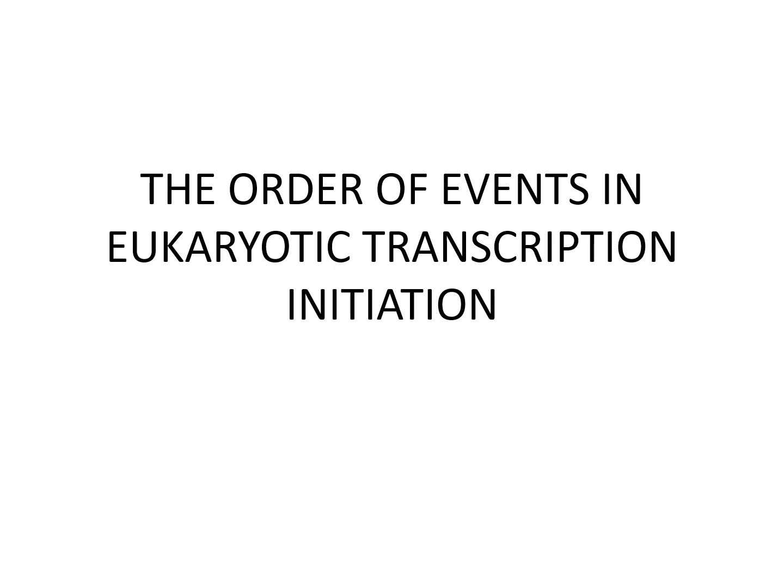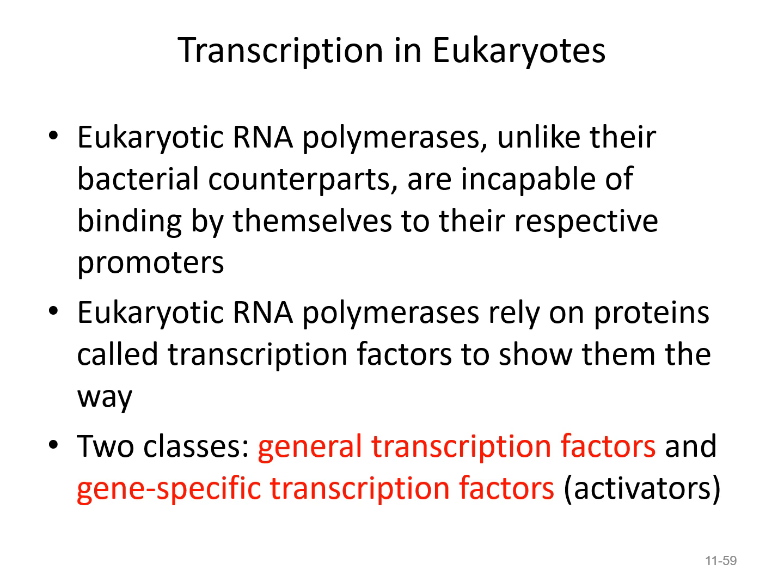And the order of events in eukaryotic transcription initiation. Eukaryotic RNA polymerases are not capable of binding by themselves to their respective promoters. They rely on proteins called transcription factors to bind to their promoters. A transcription factor is any protein that regulates transcription and is not a subunit of the RNA polymerase.